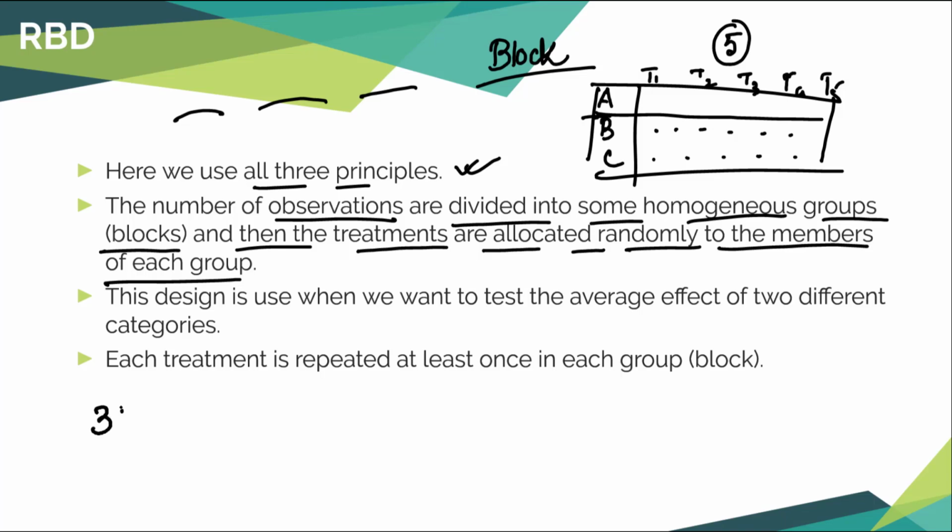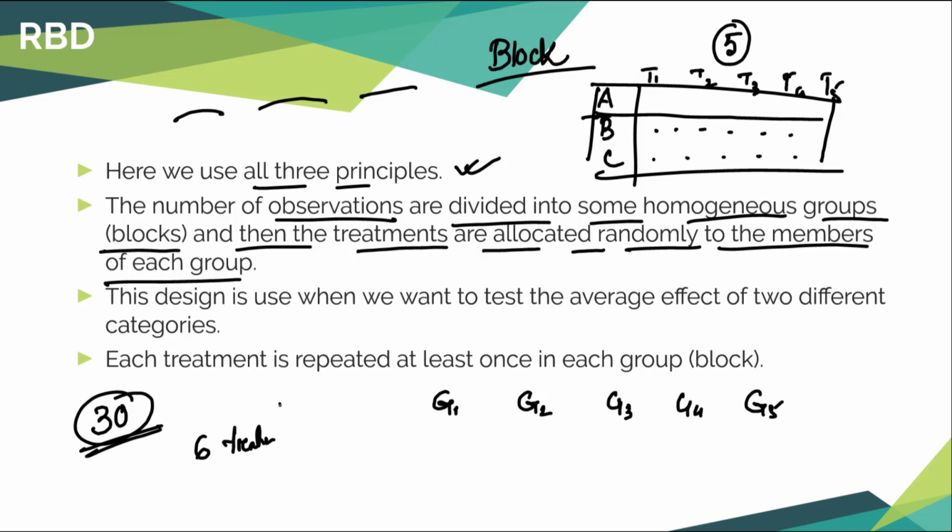So suppose you have 30 people, an experiment is supposed to be conducted on 30 individuals, right? And we have divided them into 5 groups. Let's say there is group 1, group 2, group 3, group 4 and group 5, right? And we have 6 treatments: A, B, C, D, E and F.